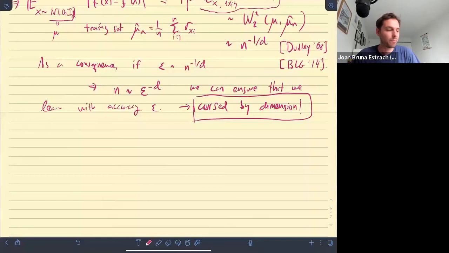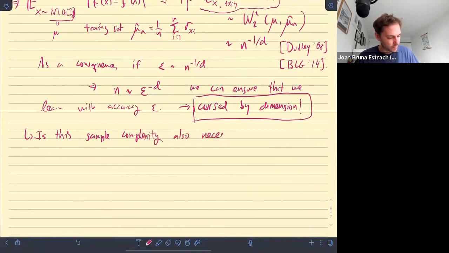Are we being too pessimistic? So in other words, is this sample complexity also necessary? Do we really have this exponential dependency on dimension?